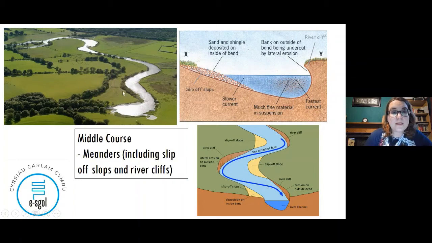So what you need to be able to identify here, if you look at this image, is our meanders. Okay, you need to be able to identify where we have river cliffs, and where we have that deposition more on the inside.